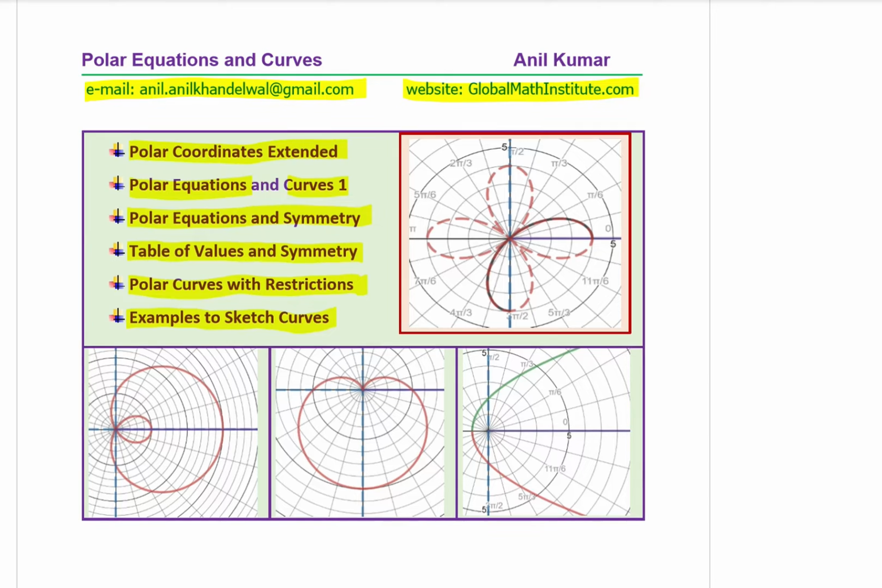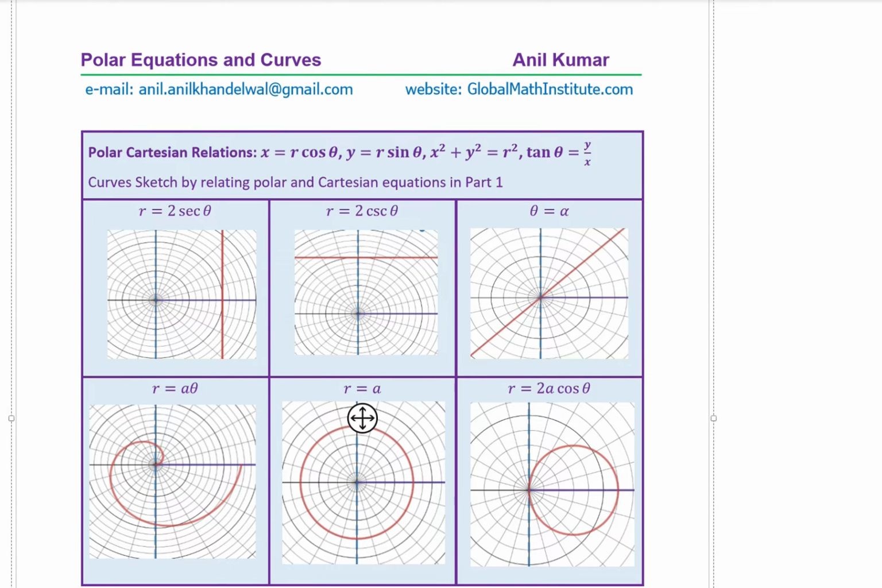Let's look into the examples which we covered in part 1. Earlier, when we were talking about polar Cartesian relations, we discussed that x is equal to r cos theta, y is r sin theta, x squared plus y squared is r squared, and tan theta is y over x.